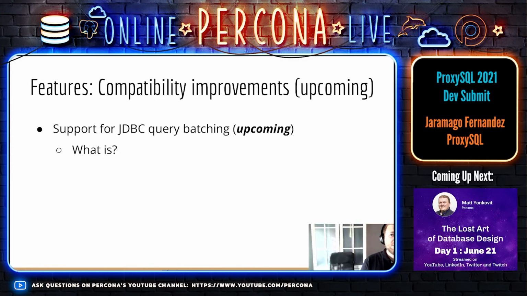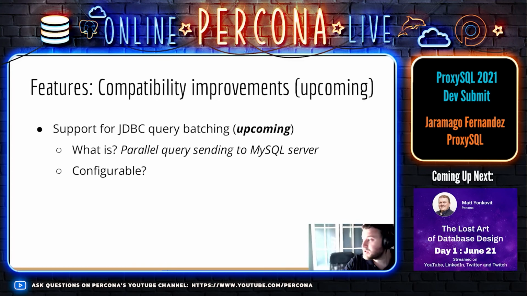And then for the final compatibility feature, we have JDBC query batching. So what is JDBC query batching? The JDBC connector offers a feature that allows you to batch multiple queries, DMLs, and send them in parallel to the MySQL server. This is performed by sending the queries without waiting for the typical server response, which in this case for these queries are OK packets.